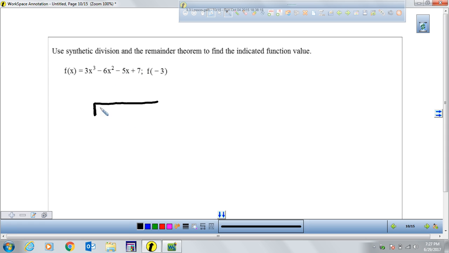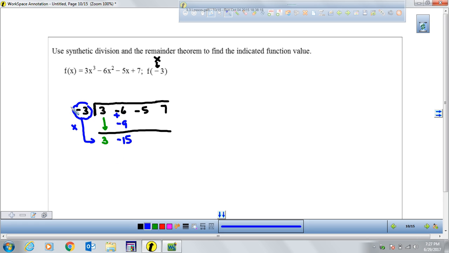So I'm going to write the coefficients, which are 3, negative 6, negative 5, and 7. And this one is already solved for x. That one is x equals negative 3, so negative 3 goes on the outside of this division. First we bring the 3 all the way to the bottom of the line. Then we multiply the number on the outside times the number at the bottom. So negative 3 times 3 is negative 9. We place it in the next column, then we add, which gives us negative 15.